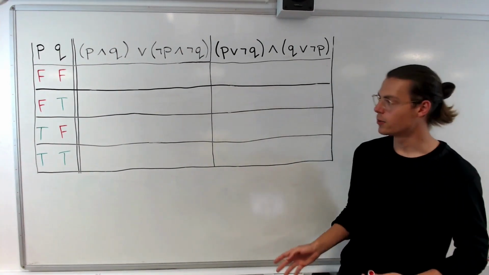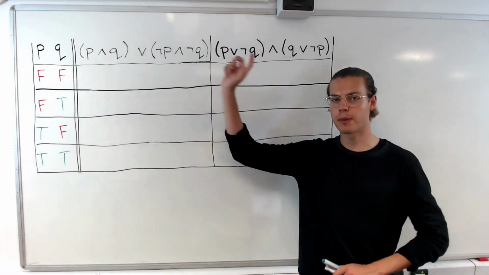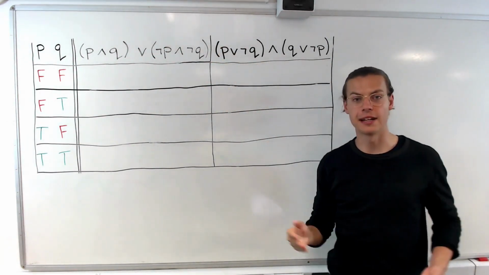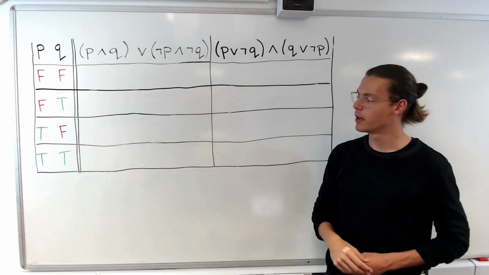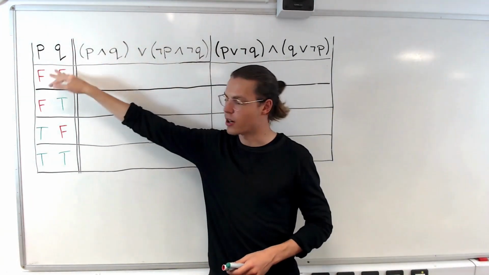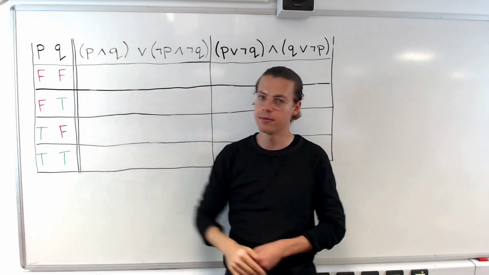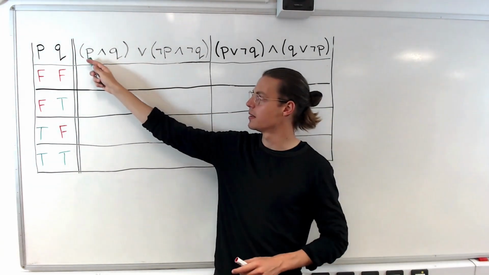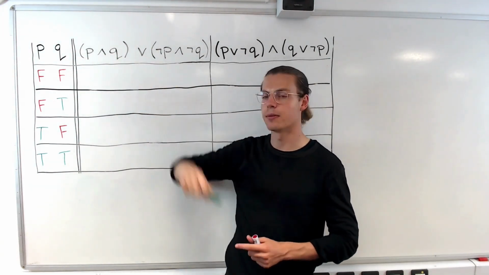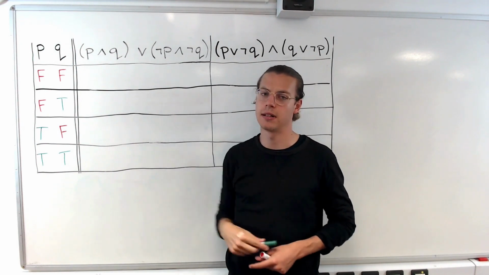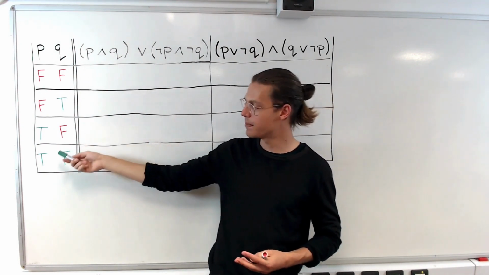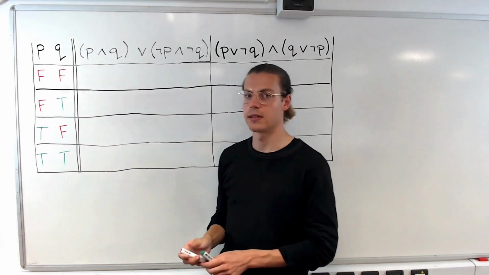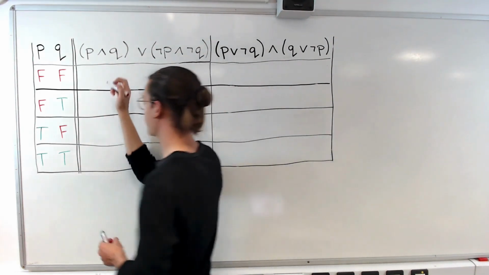In this exercise, we construct truth tables for two propositional formulae and use them to determine whether the two formulae are logically equivalent. Now I've jotted down all the combinations of truth values of P and Q. So first, let's look at this sub-formula, P and Q. Now P and Q is false unless both P and Q are true, in which case it is true. So let's write down a column of truth values here.